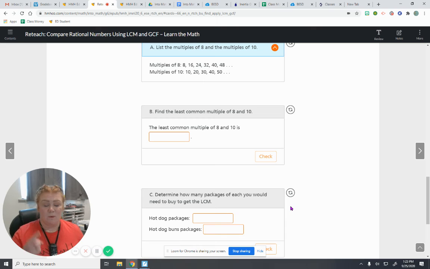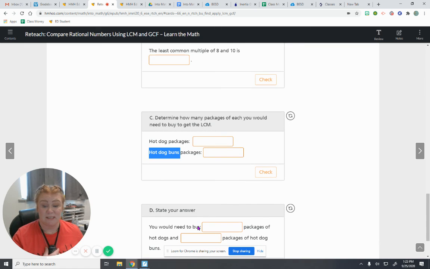So now we're going to take that LCM, the smallest number that these multiples had in common, and I'm going to divide it by 10 hot dogs in a package. So take your LCM and divide it by 10, and then take your hot dog buns. There were 8 of those in a package, and divide that. So take your LCM, this number from B, and divide it by 8. And that will tell you how many hot dog bun packages you need to buy.